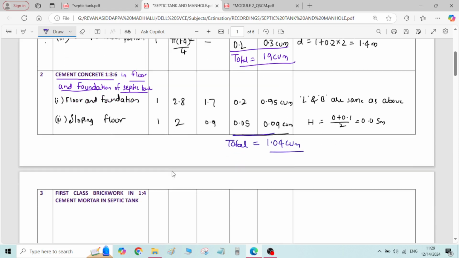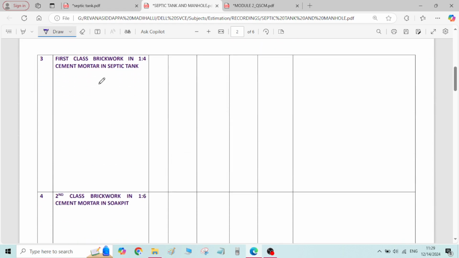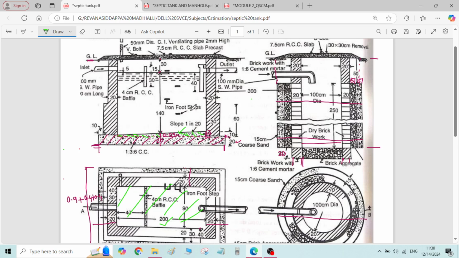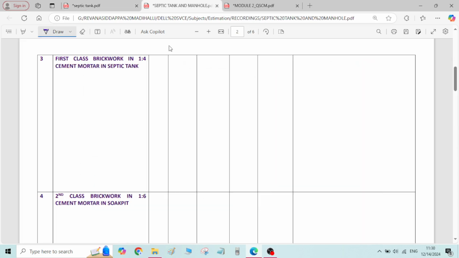Okay, next very important item of work, that is first class brickwork in 1:4 cement mortar in septic tank. Okay, let me erase all these writings. Okay, what is the next item of work? First class brickwork in 1:4 cement mortar in septic tank.